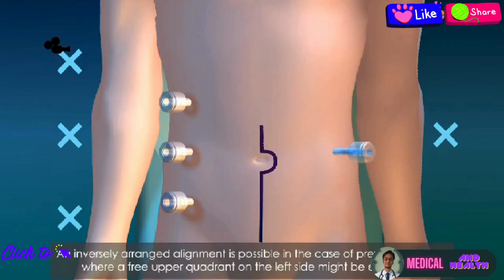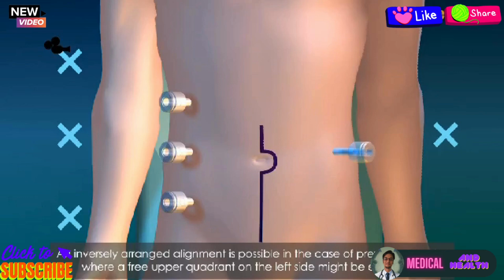An inversely arranged alignment is possible in the case of previous surgeries where a free upper quadrant on the left side might be expected.